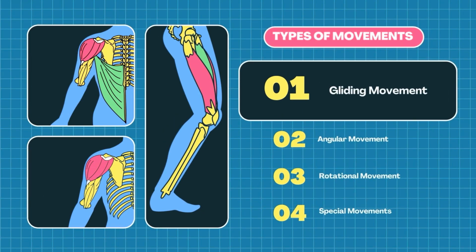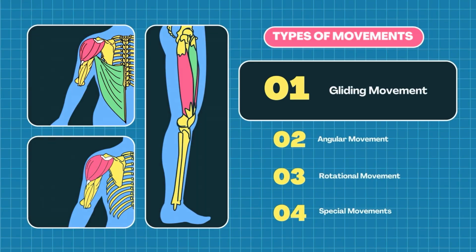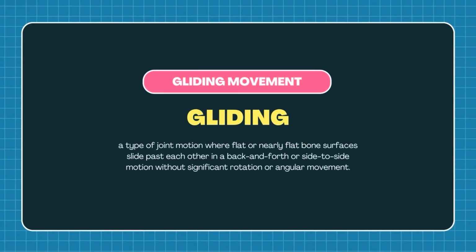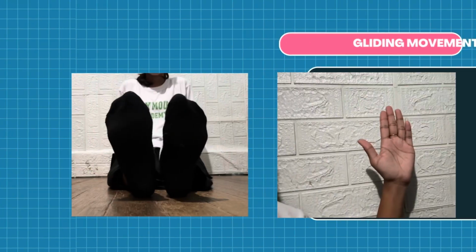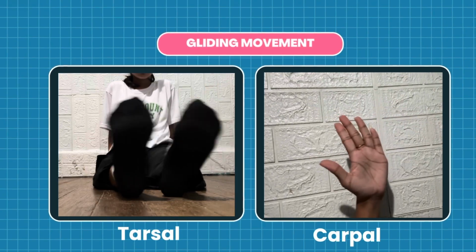Up first, we have gliding. Gliding movement is a type of joint motion where flat or nearly flat bone surfaces slide past each other in a back and forth or side-to-side motion without significant rotation or angular movement. And these are the examples.